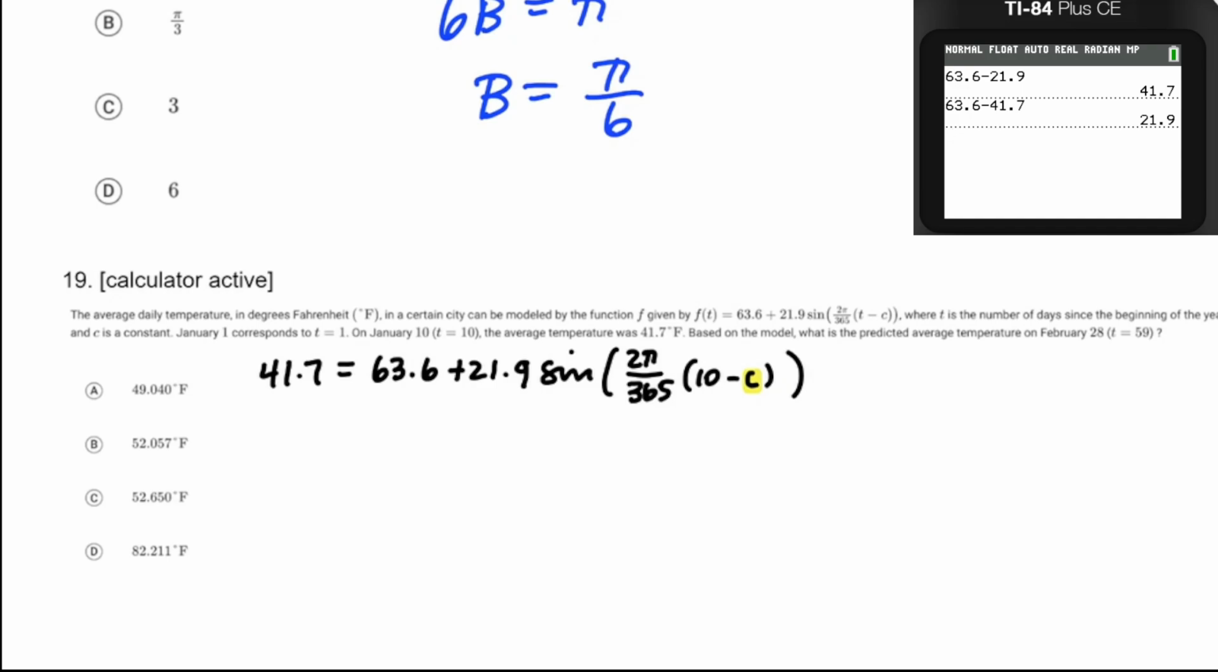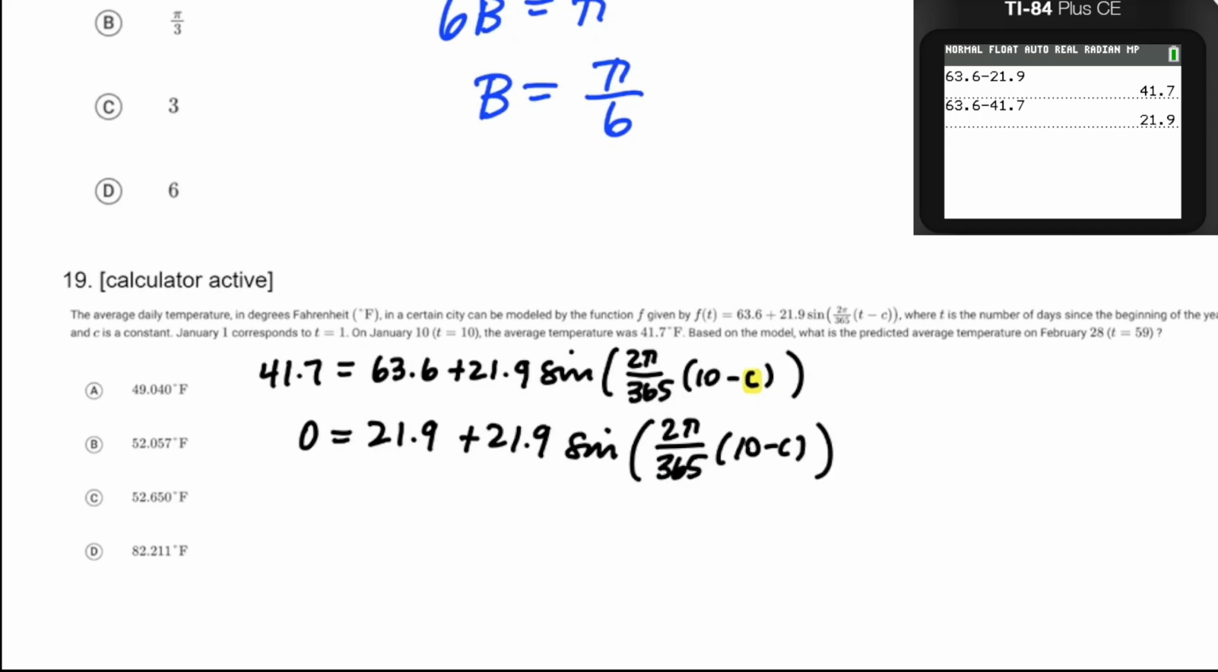Plus 21.9 sine equals 0. Okay, yeah, because it's where the sine equals -1, which is what we already knew in the first place. But I subtracted that away, so when I subtract that 41.7 from both sides, I'm going to have 0 equaling 21.9 plus 21.9 sine of 2 pi over 365 times 10 minus c. And I can solve this equation.